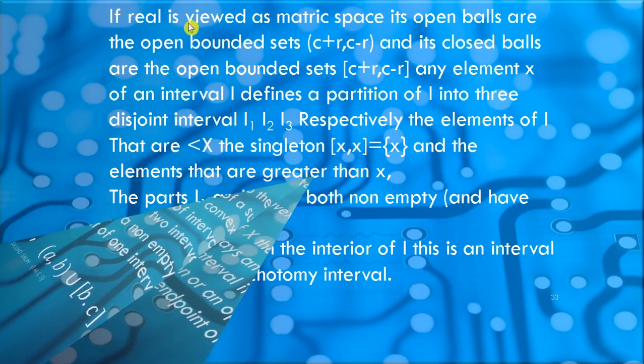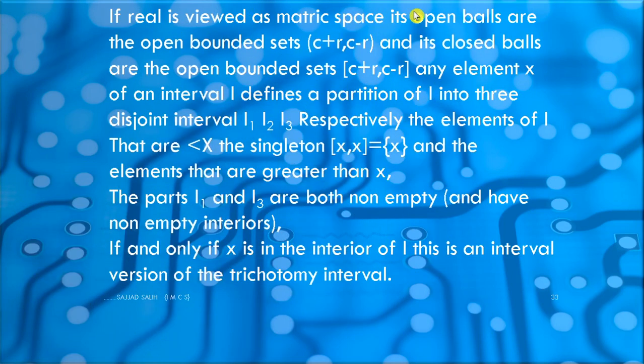If the reals are viewed as a metric space, its open balls are the open bounded sets (c plus r, c minus r), and its closed balls are the closed bounded sets [c plus r, c minus r].